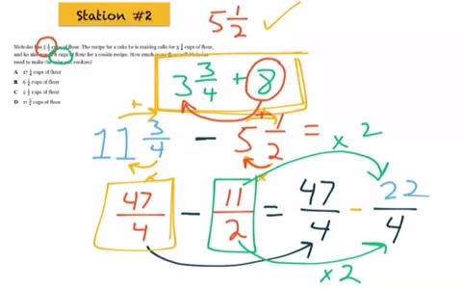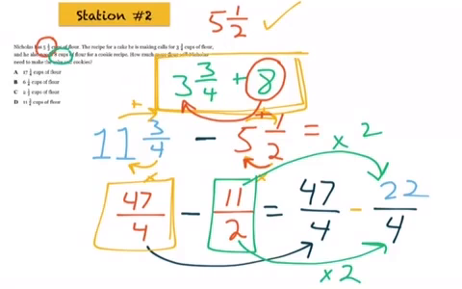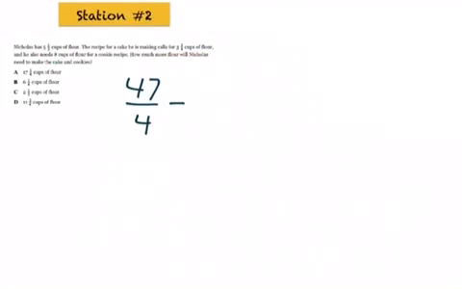And now I have 47/4. I'll rewrite this here. 47/4 minus 22/4. Write this one in blue for you guys. I've got everything set up, and now I can just subtract. I now have common denominators. Let's subtract it. 47 minus 22, I believe, is 25. And I'm going to put that over 4.